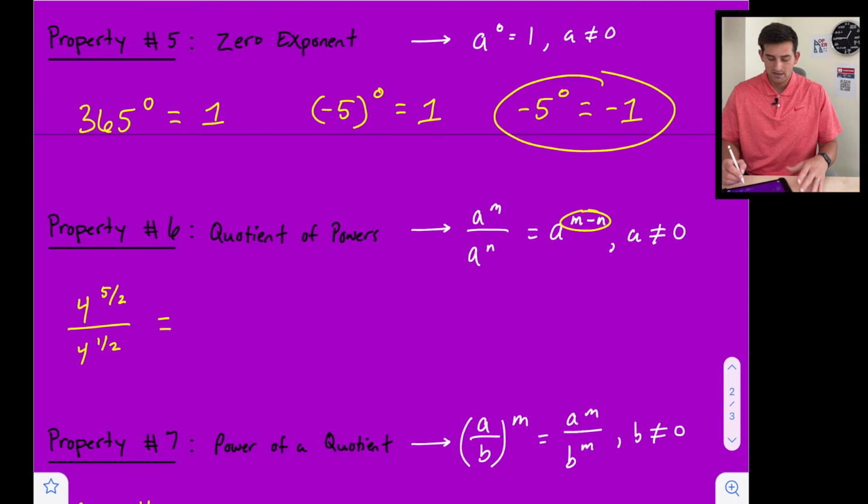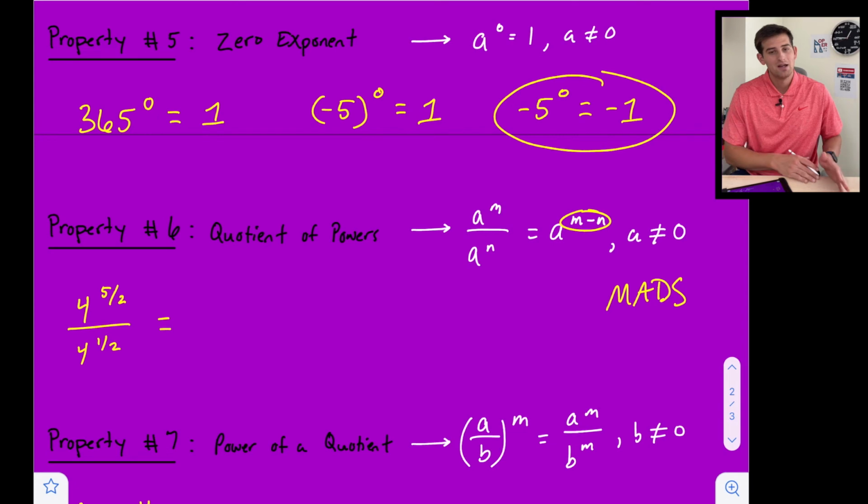So property 1 and 6, I kind of like to put together as an acronym called MADS. MADS reminds me what to do when my bases are the same. If it is a multiplication problem, I'm going to add my exponents. That was property number 1. If it's a division problem and my bases are the same, I'm going to keep that base and I'm going to subtract my exponents, which is property number 6 that we see right here.